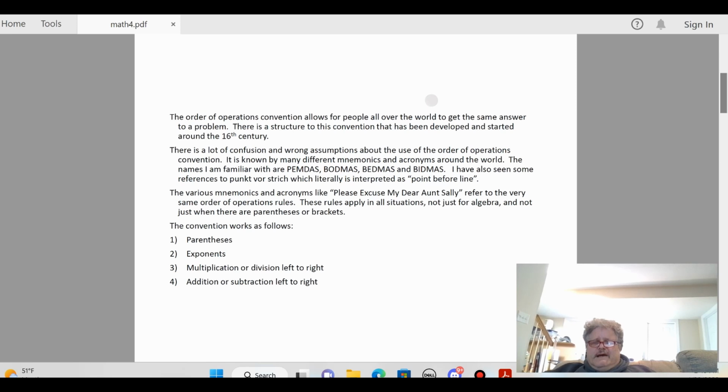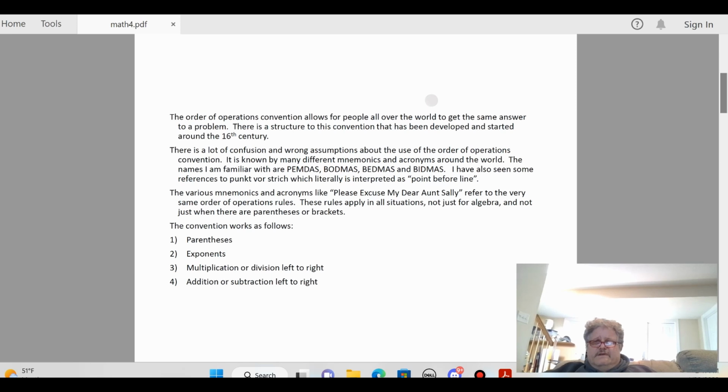And I believe, and I might be slaughtering this, I took 3 years of German, but I believe it's "Punkt vor Strich," something close to that. I think it's interpreted as point before line, and that's a representation that's used. Somebody better at German than me, it's been 40 years, could maybe fill that in and explain it to me, but I believe that is a representation they use for order of operations.